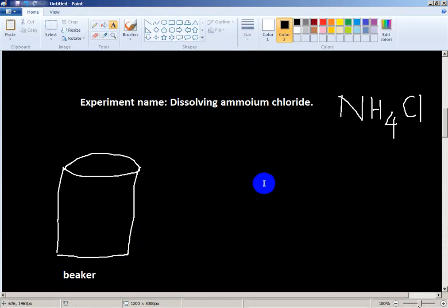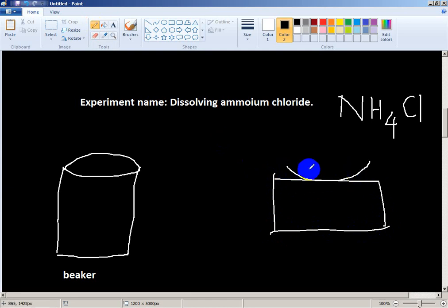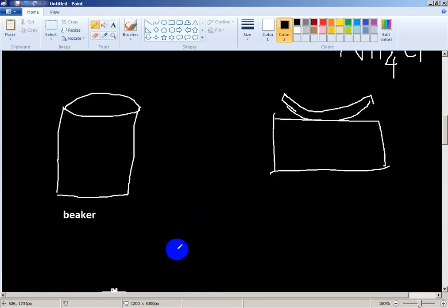Then you need chemicals, ammonium chloride, and you need a digital balance to measure how much chemical is needed. You also need a thermometer.